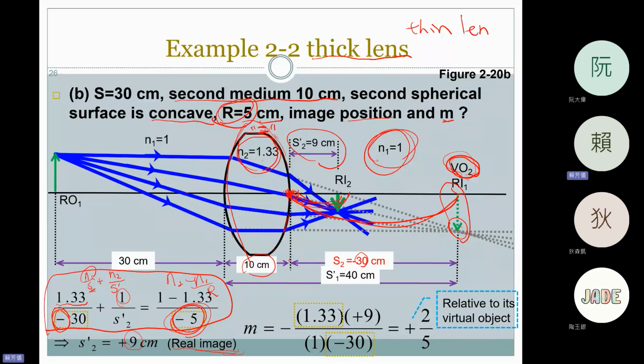And then we can calculate the lateral magnification using the same equation here. So we got the result of positive 2 divided by 5. This positive means the same direction relative to its object. Actually, the object is downward, so positive means the same direction, so the image is also downward. And it is smaller than the object, 2 divided by 5. Okay.